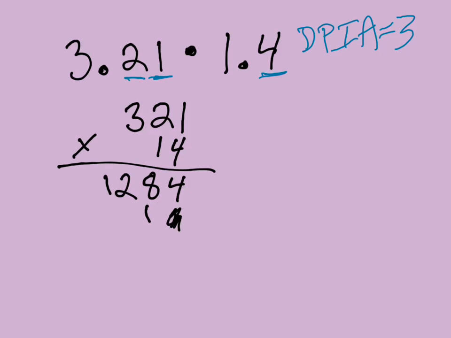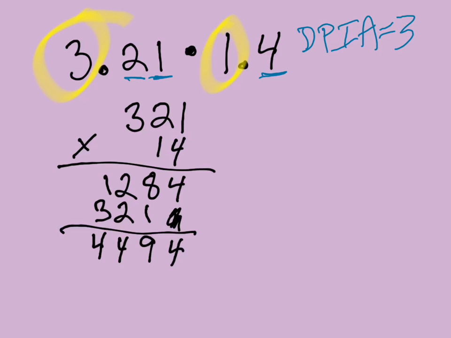And 1 times 1 is 1. 1 times 2 is 2. 1 times 3 is 3. And then we add these together. We get 4, 4, 9, 4. And clearly the answer is not 4,494, because we know that this is about 3 times 1, or maybe 3 times 2. And 3 times 1 is 3, 3 times 2 is 6. So we know the answer is going to be between 3 and 6, someplace in there. So we can already guess where our decimal place is going to go.